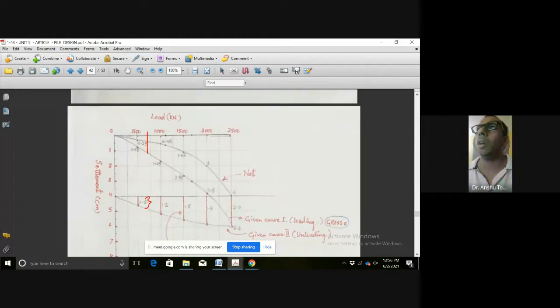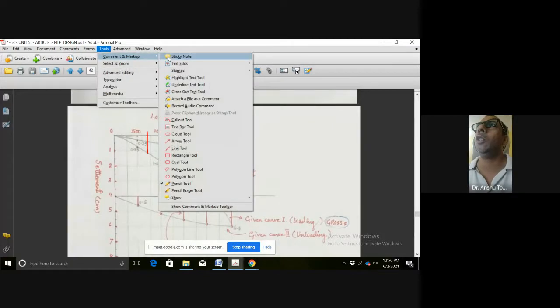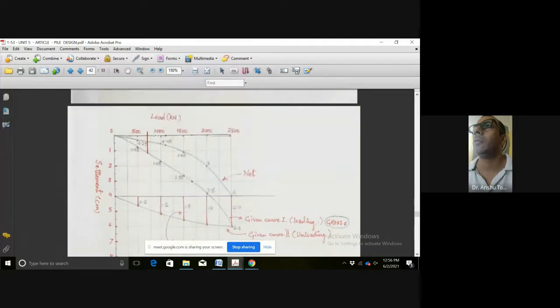This was 0.85. So we have been able to plot a value 0.85 minus 0.6, that means 0.25. So you can see this is the value of net settlement. This is 0.25.